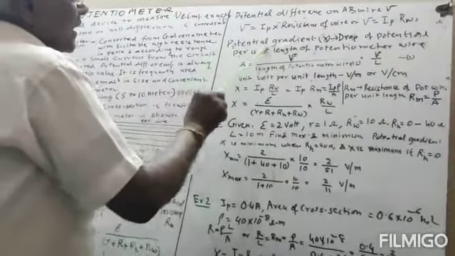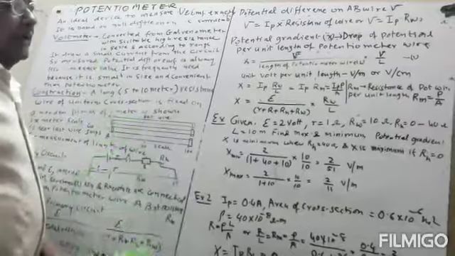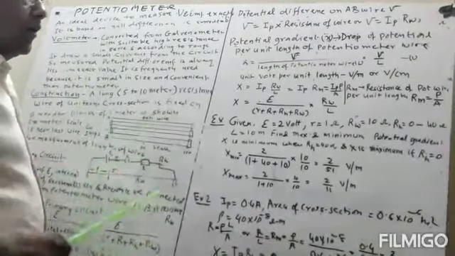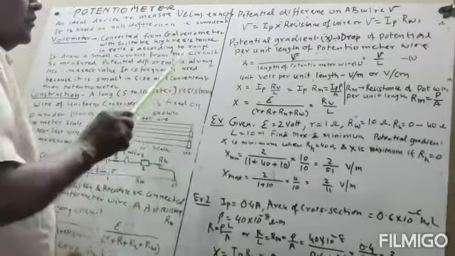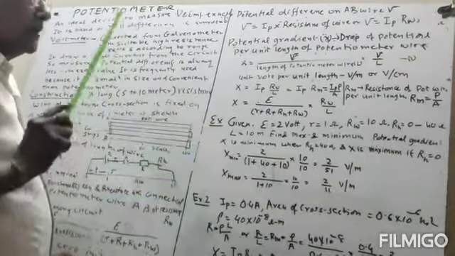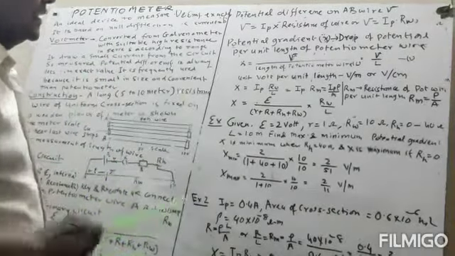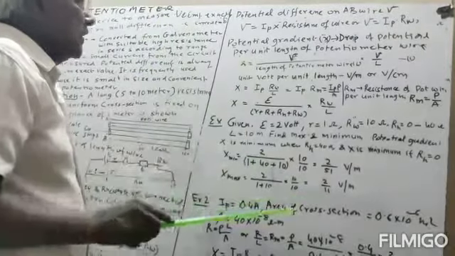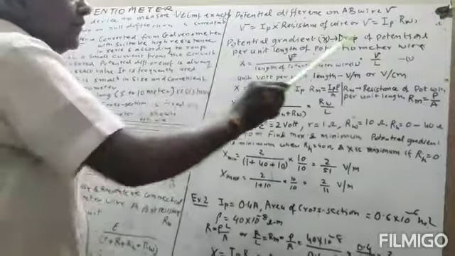Now we define the potential gradient. Now what do we mean by the potential gradient? Potential gradient is the potential drop per unit length of the potentiometer wire. So I will repeat it once again, because it is a very important definition. Potential gradient, which is given by X, is the drop in potential per unit length of the potentiometer wire.